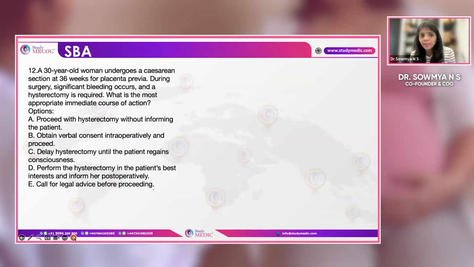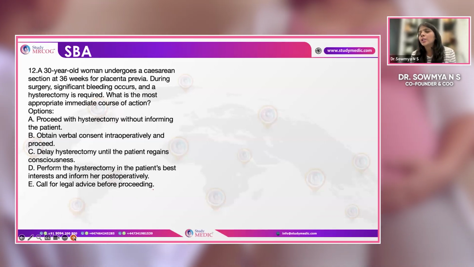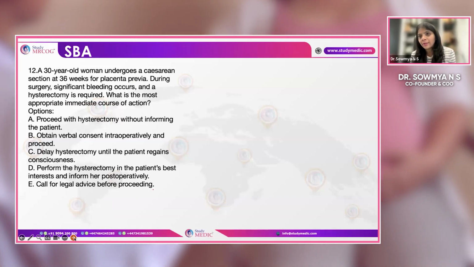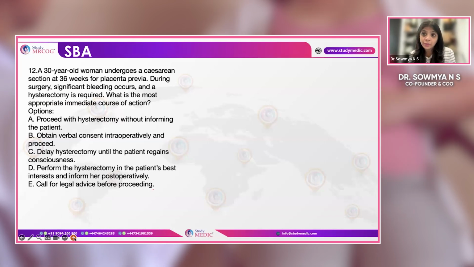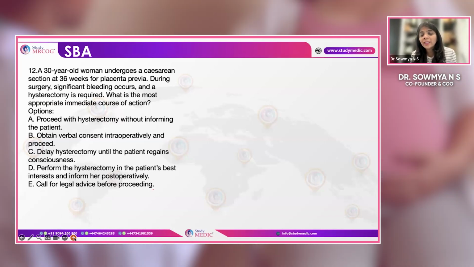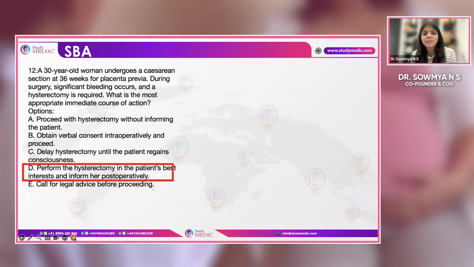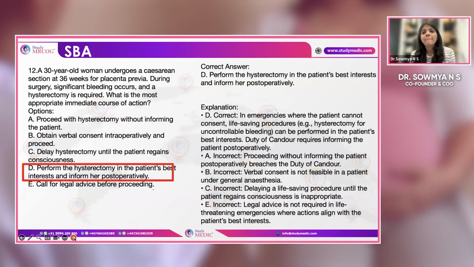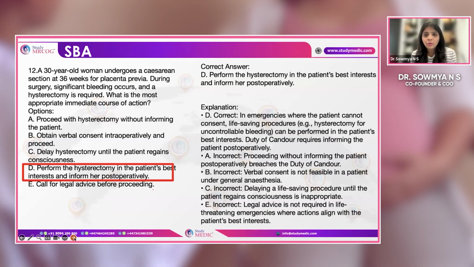The thing is, if a woman is bleeding, the prime thing is to save her life, right? So she might be in a position where you can talk to her and explain. Most of the time they are not if she's bleeding heavily. Then proceed now for the hysterectomy and then you can inform her post-operatively.